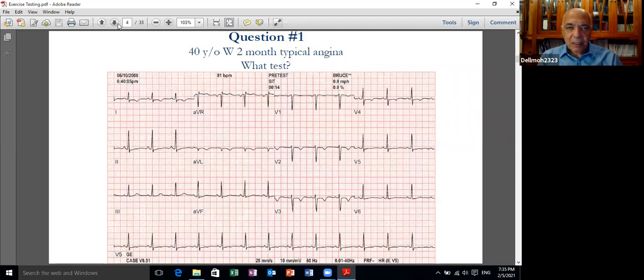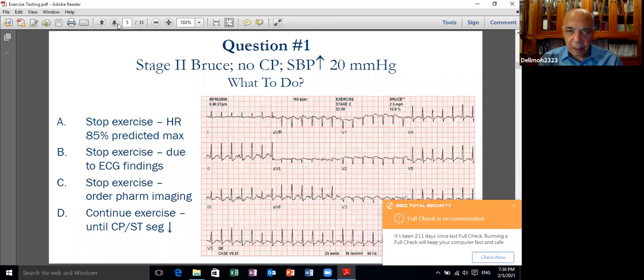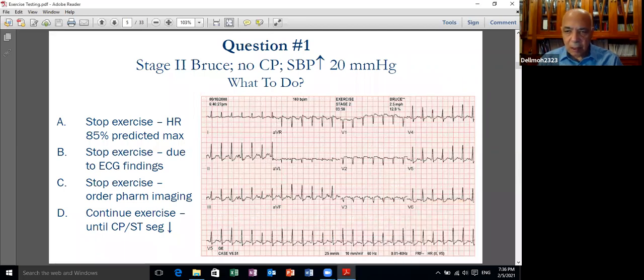Now, this is the first question. 40-year-old patient with 2 months history of typical angina, and this is his basal electrocardiogram. Have a look on the basal electrocardiogram, and then he was exercised, and he reaches the second stage of Bruce protocol, completed it, no chest pain. Blood pressure went up 20 points, and the question is what to do. Look at the ECG and try to answer this question.